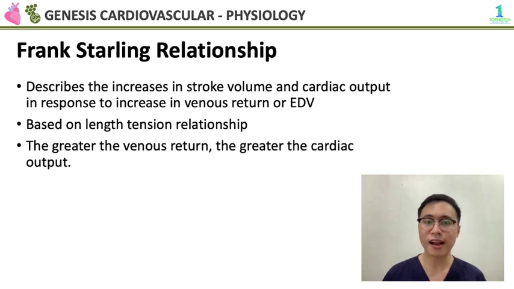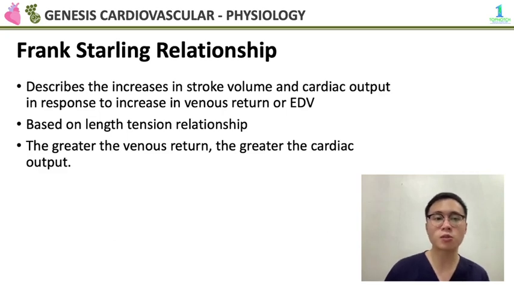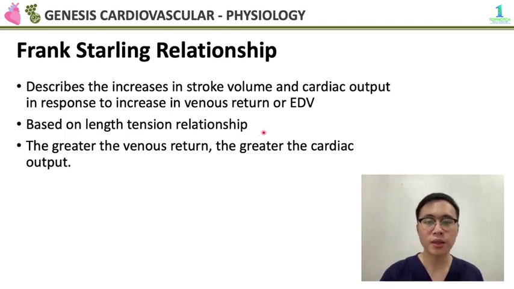Okay? So now let's proceed to another topic. Let's talk about the Frank-Starling relationship. So this basically describes the increase in stroke volume and cardiac output as a response to an increase in venous return or end diastolic volume. So basically, this is a length tension relationship, and the greater the venous return, the greater the cardiac output. Okay? So, pag sinabi nating end diastolic volume, same lang yun, same as saying venous return.